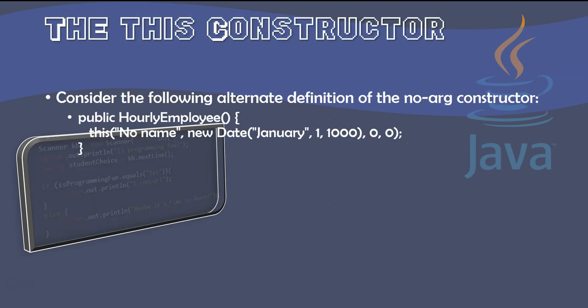Now, with the this constructor, let's just look at this with an example. Consider if we had this alternate definition for our no-arg constructor of HourlyEmployee: public HourlyEmployee() { this("No name", new Date("January", 1, 1000), 0.0, 0); }. If you think about this, it is replacing that super call where we would have to pass in the name, the date, things like that, that would exist inside of that Employee. And so instead of using that base class, it is now passing these values as the default. And of course, these are our values here for HourlyEmployee.